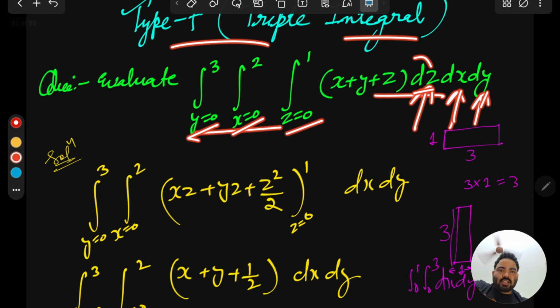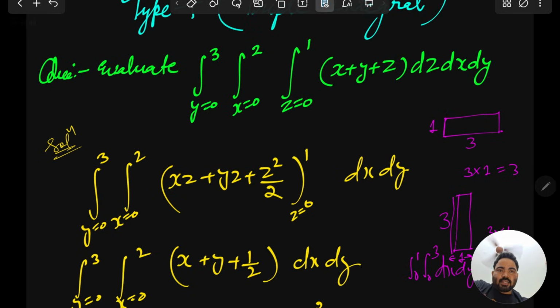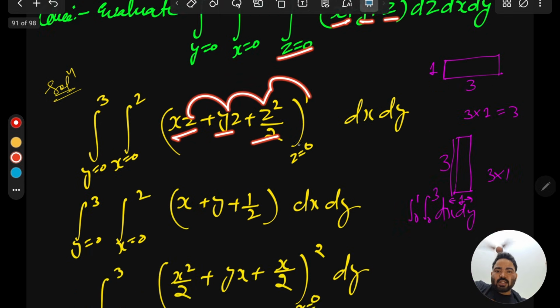So if you are doing with respect to z, treat x and y as constant. So if you are treating x and y as constant, that means x integration is xz, y integration is yz, z integration is z square upon 2, and the z limit is 0 to 1. Where z is present, just put the limit there only. If you put the upper limit, then this will give you 1, 1 and 1 by 2. So this now becomes x and y.